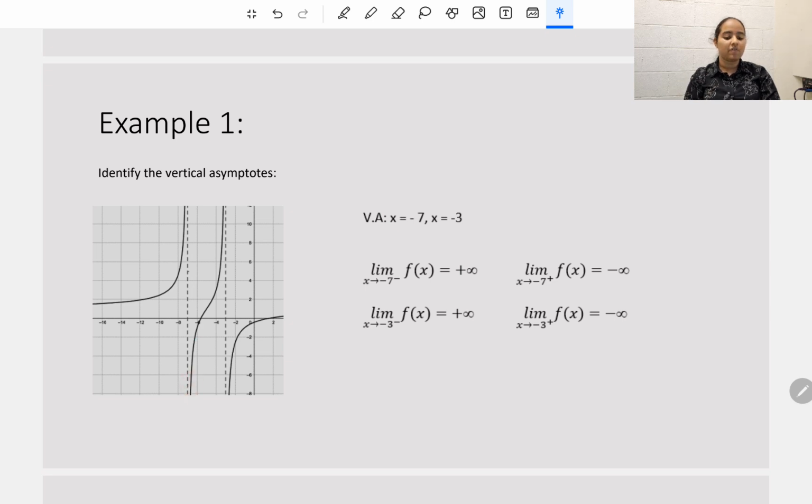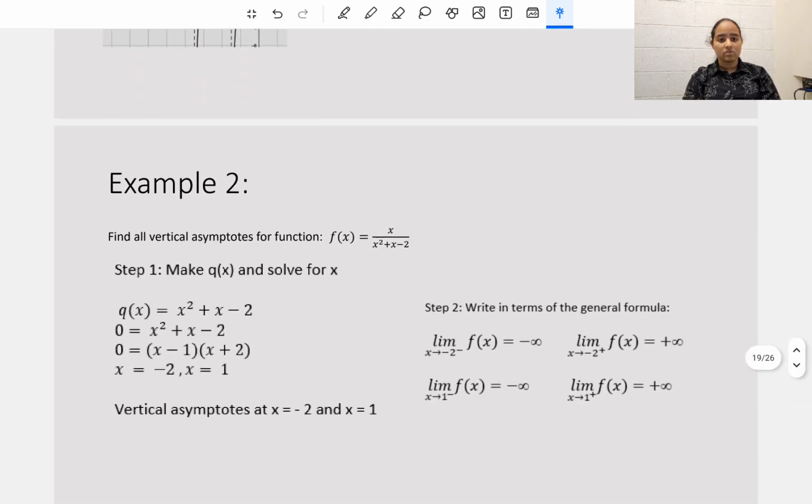We can also identify a second asymptote, which is at negative 3. As we analyze the function, we can see that when x approaches negative 3 from the left, the function goes to infinity. Whereas if the function approaches negative 3 from the right, the function goes to negative infinity. Therefore, in this case, the asymptotes are at x equals negative 7 and x equals negative 3. So let's look at example 2.